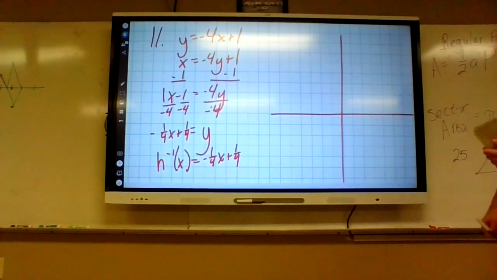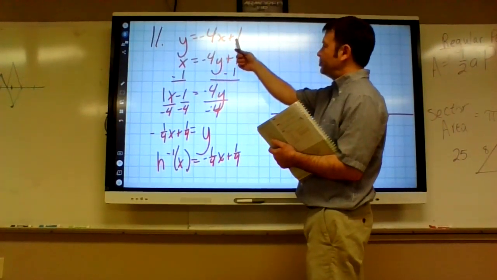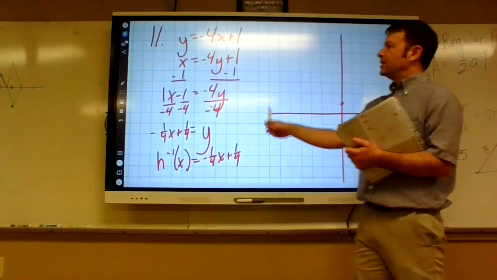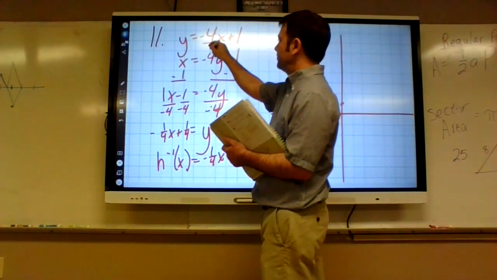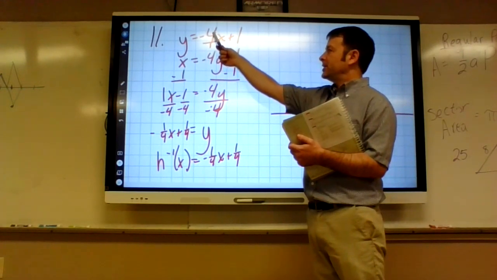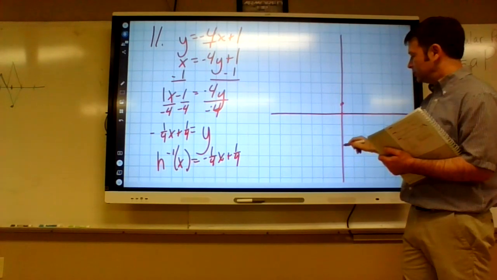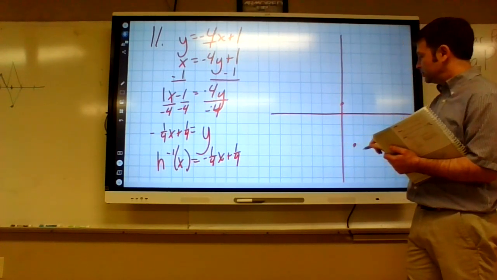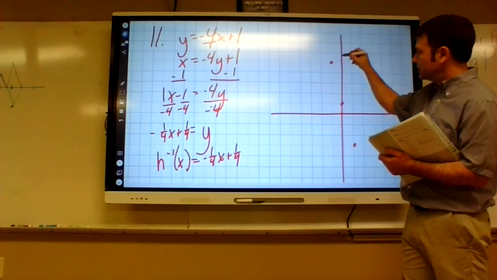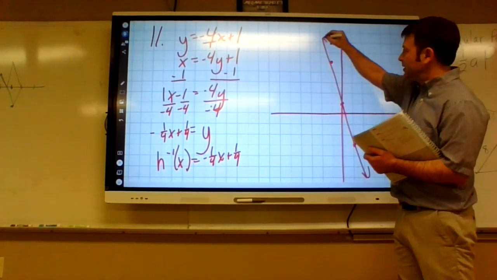Okay, so the original function is negative 4x plus 1. So I'm going to go up 1, put the dot, and then the slope is negative 4, or negative 4 over 1. So I'm going to go rise negative 4, run 1. So I'm going to go down 4 and over 1. Remember, you can also go backwards, up 4 and back 1. That will be my original h of x.